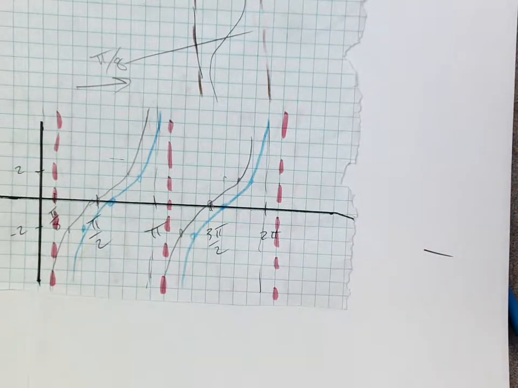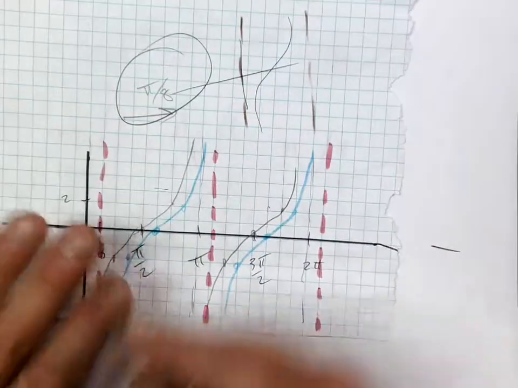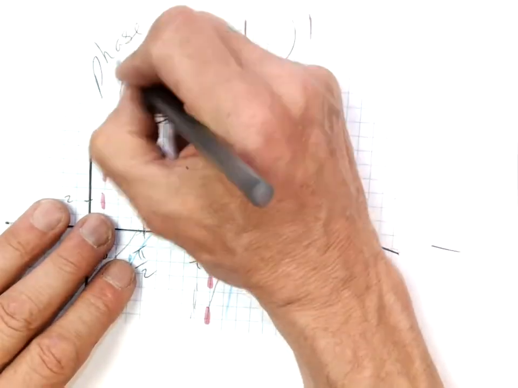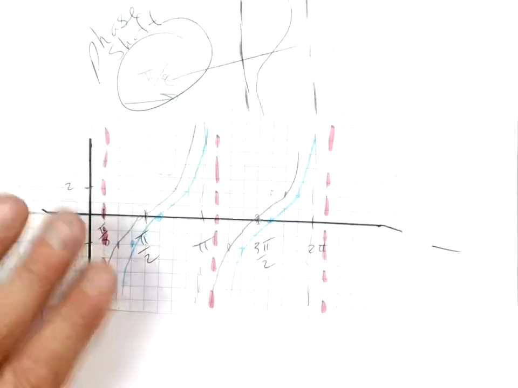Now, what's the phase shift? Phase shift is a horizontal shift. What's the horizontal shift? You just shifted it. How much did you shift it? Pi 8. Yeah, so your phase shift is pi 8ths. That's your phase shift. Good.